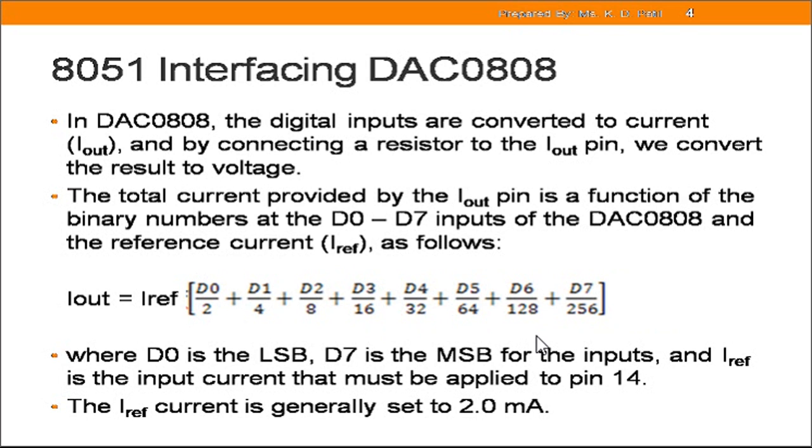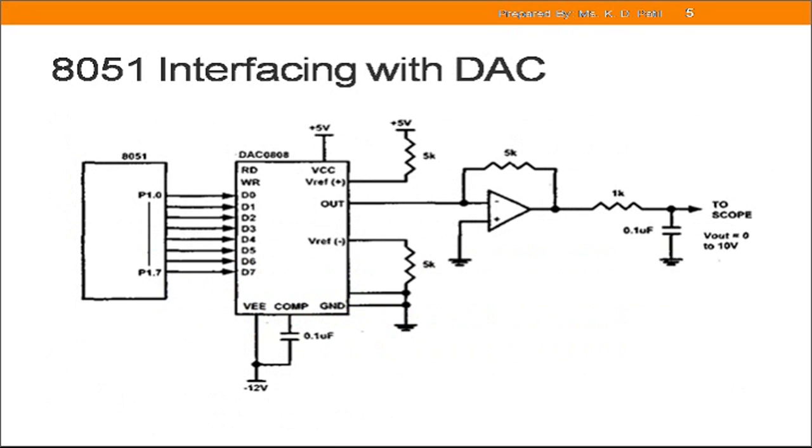If you observe this formula, then I out will be calculated by this formula where D0 is the least significant bit and D7 is the most significant bit input for the DAC, and I reference is the input current that must be applied to the pin. The I reference current is generally set to 2.0 milliampere.